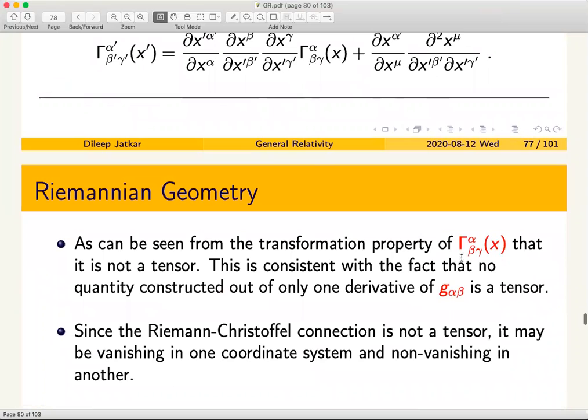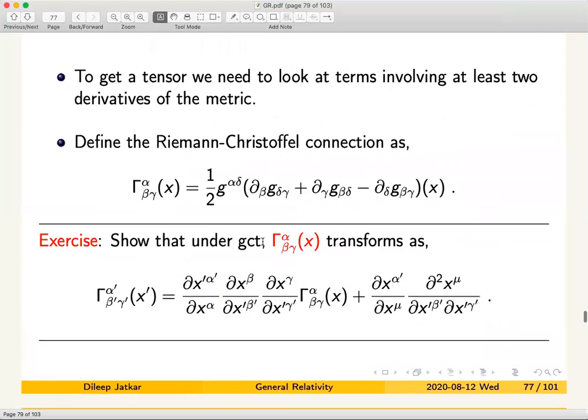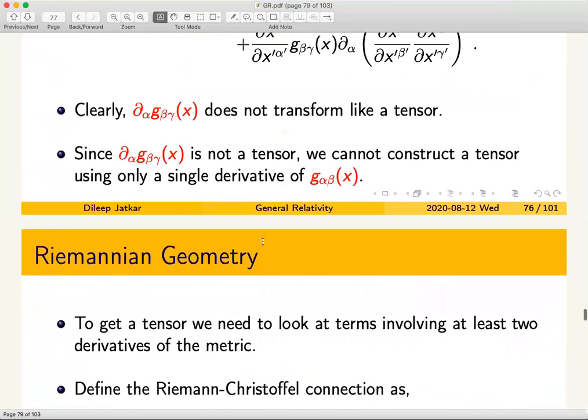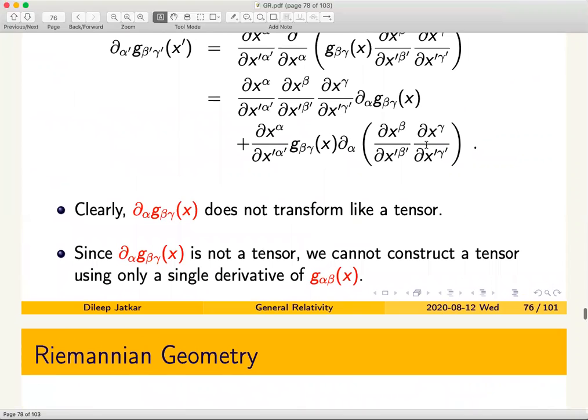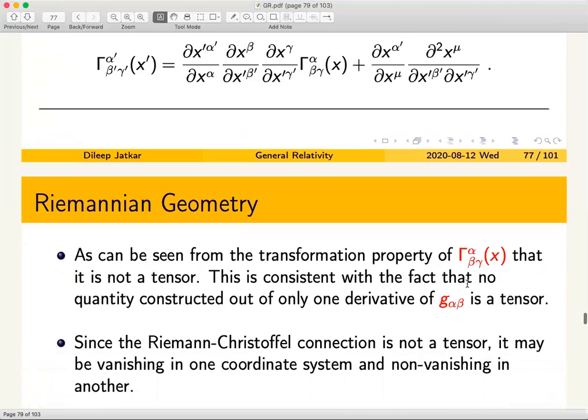So since gamma alpha beta gamma is not a tensor, we can check that the non-tensorial property of the first derivative and the non-tensorial property of gamma alpha beta are related. For that, all you need to do is push this derivative in and see that there is a second derivative piece sitting around, which is related to a second derivative piece here. All you need to do is arrange this quantity in such a way that you don't have multiple such second derivative pieces.